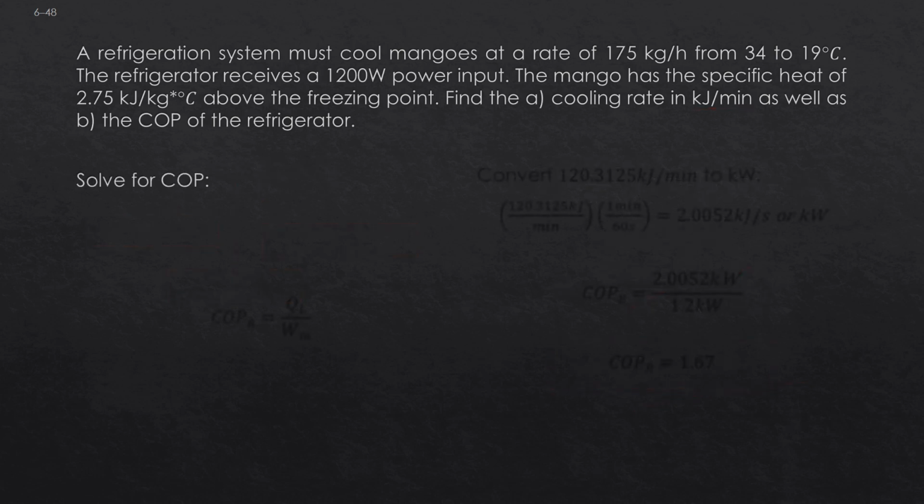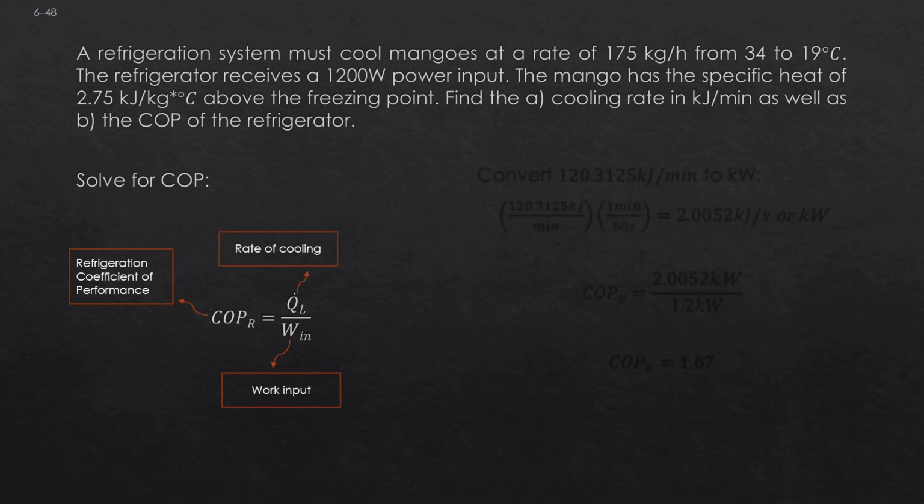Next is solve for the COP or the coefficient of performance. So coefficient of performance of refrigerator is given by the equation COP sub R equals Q dot sub L over W sub N, where COP sub R is the refrigeration coefficient of performance, Q dot sub L is the rate of cooling, W sub N is the work input. So note that our work input is the power input, which is 1200 watts and is also equal to 1.2 kilowatts.